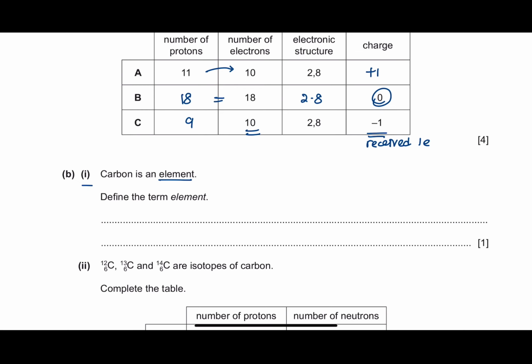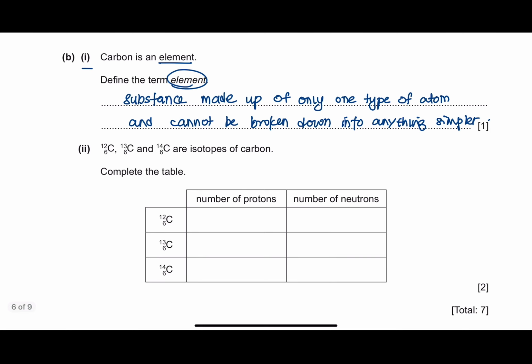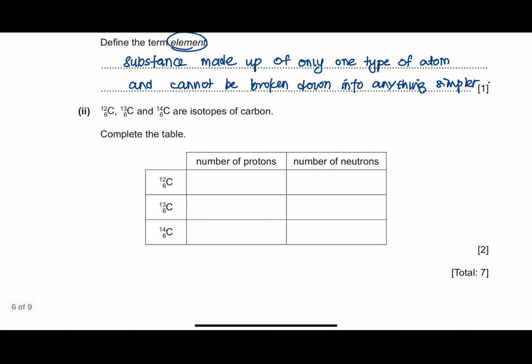Question B1. Carbon is an element. Define the term element. A substance made up of only one type of atom and cannot be broken down into anything simpler. Please memorize this definition. As you can see, it is a very famous question.